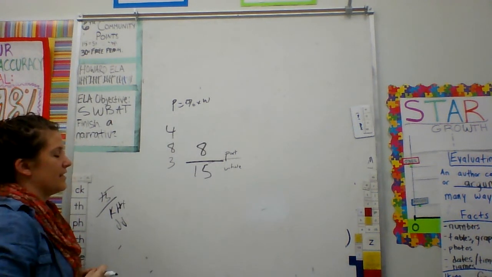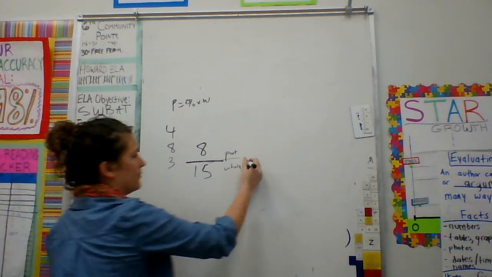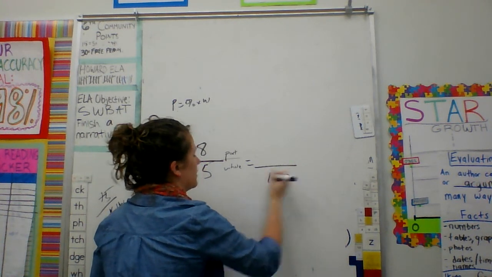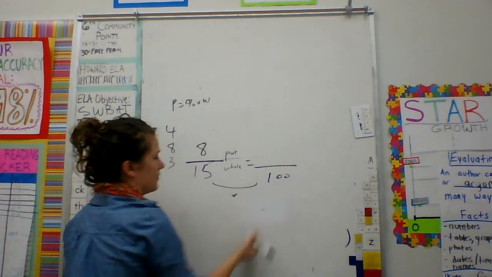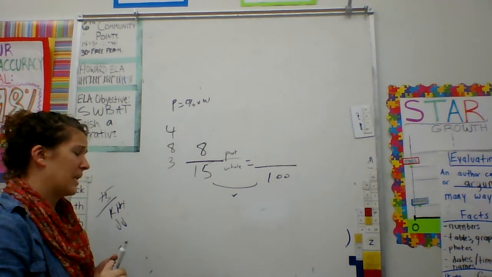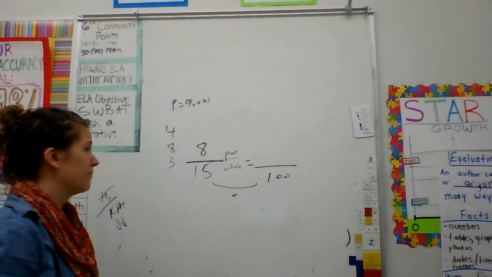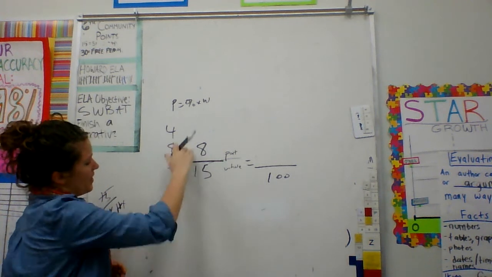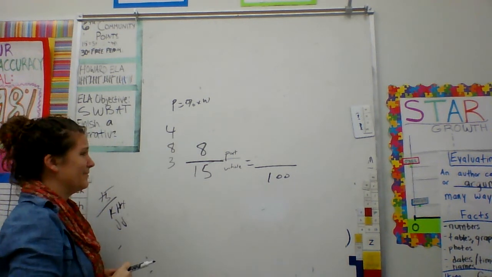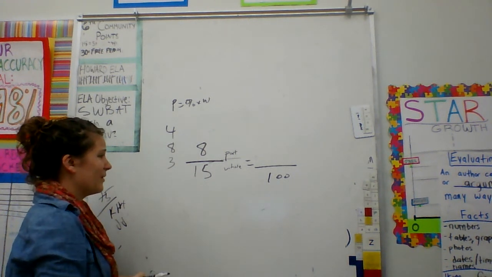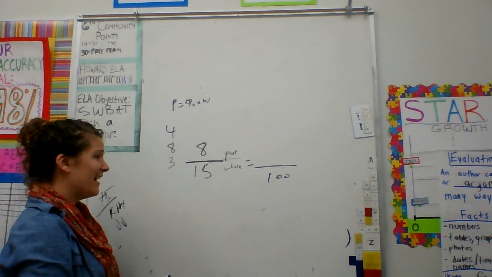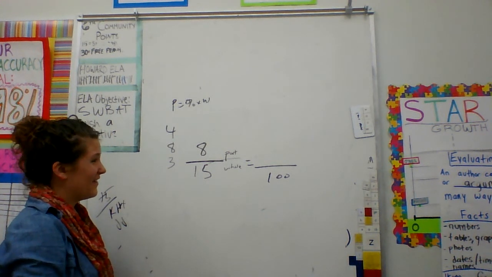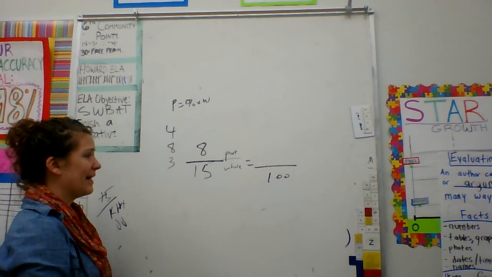8 out of 15. Now, we tried this before. Does 15 times anything get us to 100? Nothing that works evenly. Can I simplify this fraction then? Is there anything we can divide both of these by? Nope, the 8 is even, 15 is odd. 15 is only divisible by 5 and 3, and 8's not divisible by either of those.